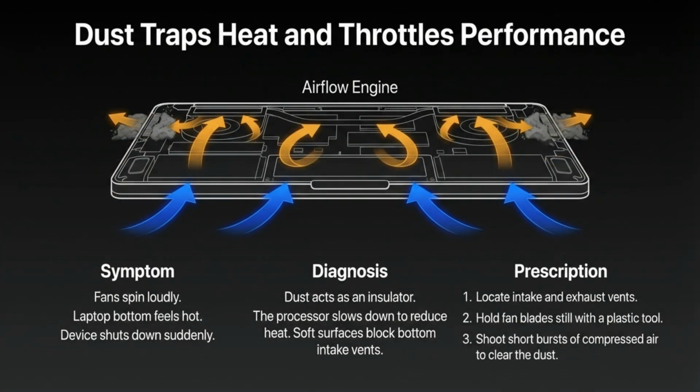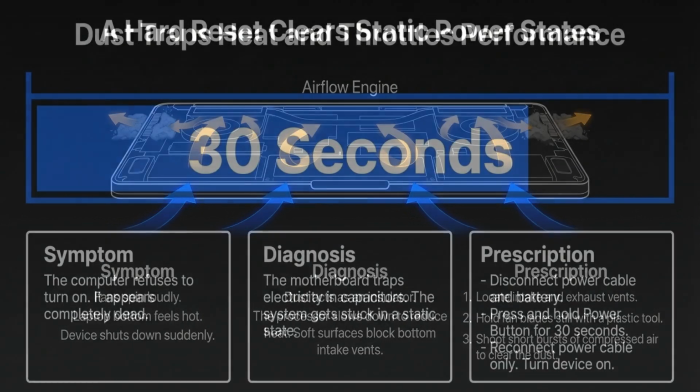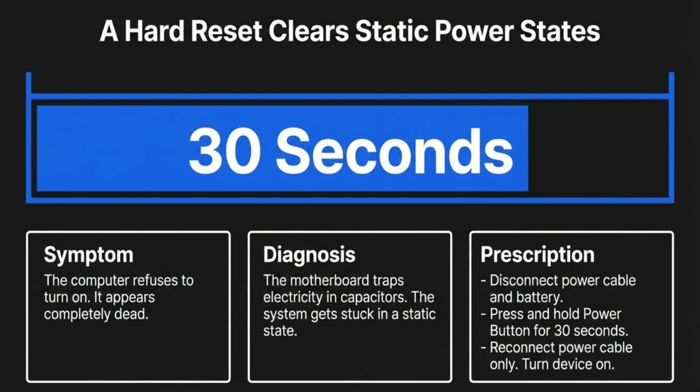Dust traps heat and throttles performance. If your fans spin loudly or the device shuts down suddenly, dust might be acting as an insulator. Locate the vents, hold fan blades still with a plastic tool, and use short bursts of compressed air to clear the dust.